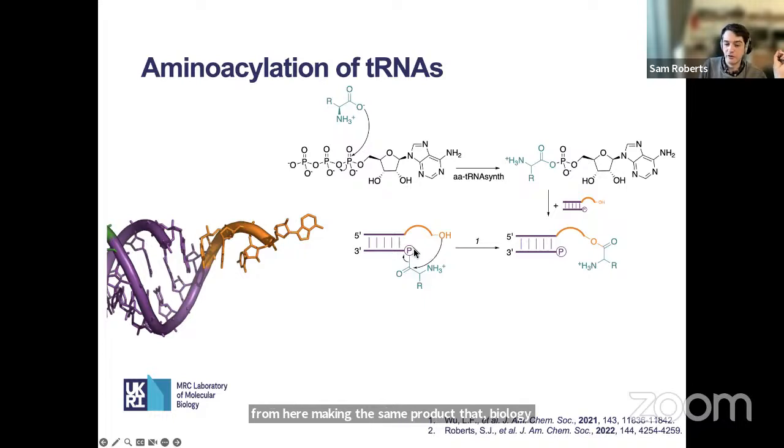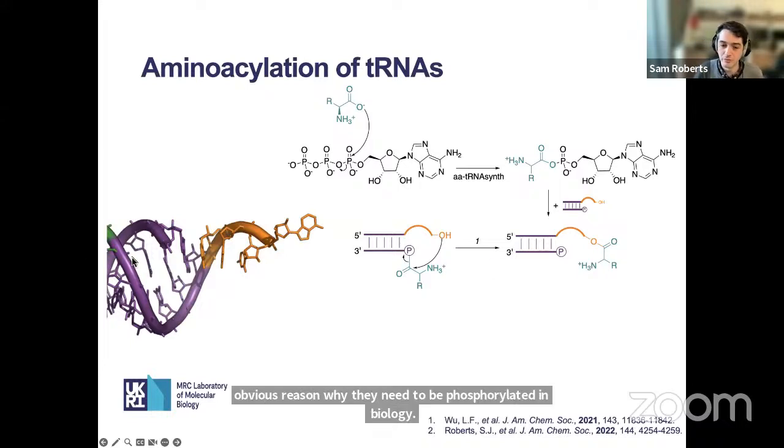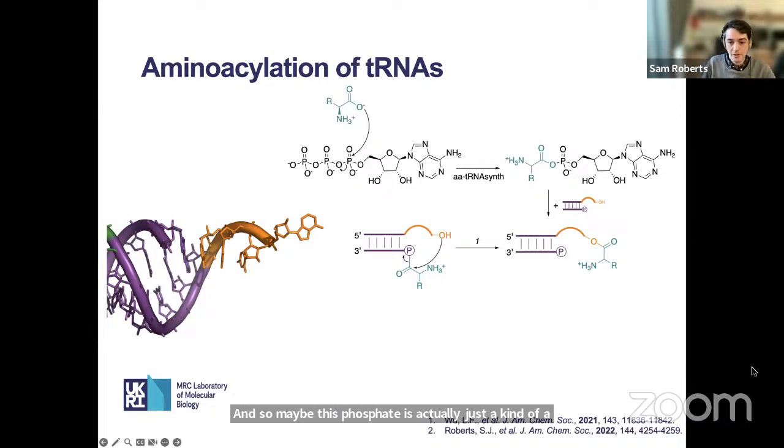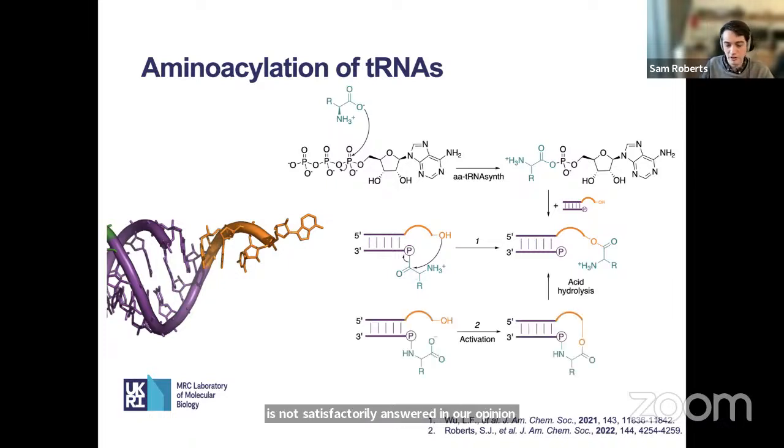And this is kind of cool because there's a question of why tRNAs are phosphorylated, because there's not an obvious reason why they need to be phosphorylated in biology. And so maybe this phosphate is actually just a relic from the prebiotic chemistry. However, how you make this bond prebiotically is not satisfactorily answered in our opinion. So when I joined the lab, we also developed another chemistry that does the same thing, but flips the amino acid the other way around. We start from a phosphoramidate bond, and then through 2 steps of activation and hydrolysis, we can get to the same product. We think that this is probably a bit more prebiotically plausible, but we're interested in both chemistries still.